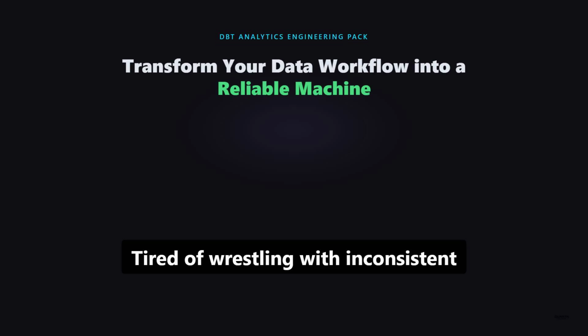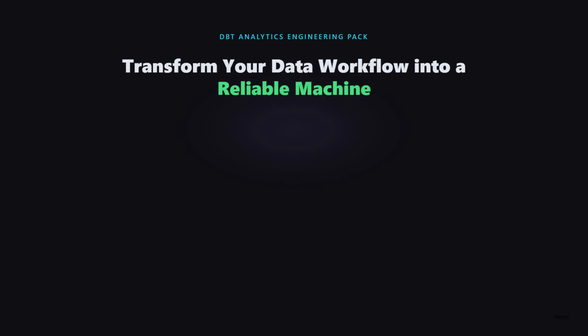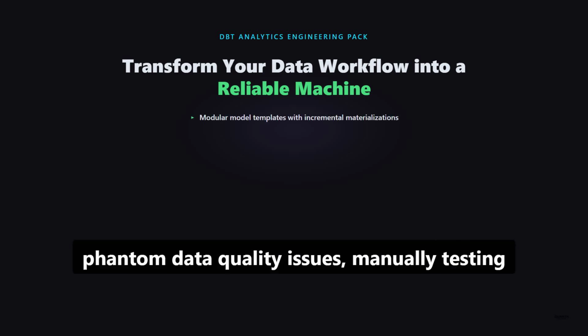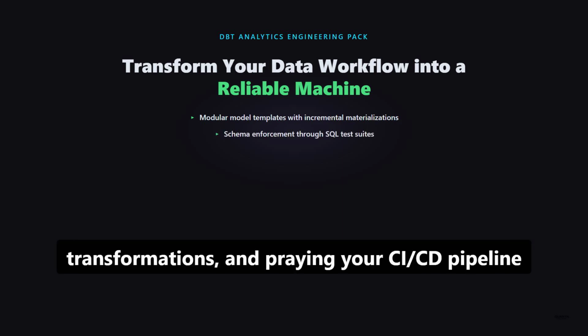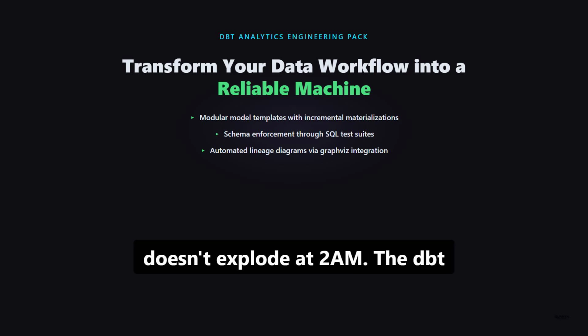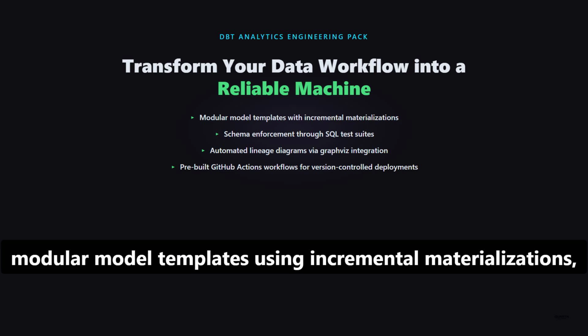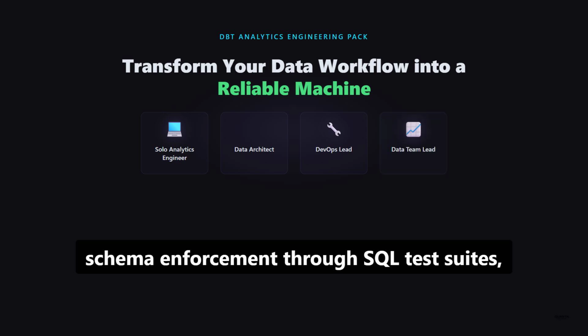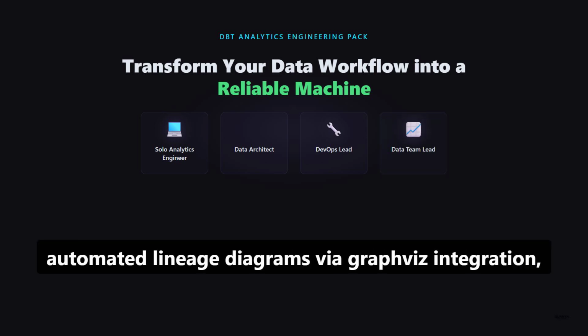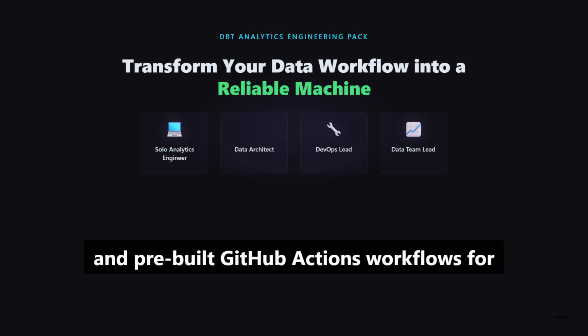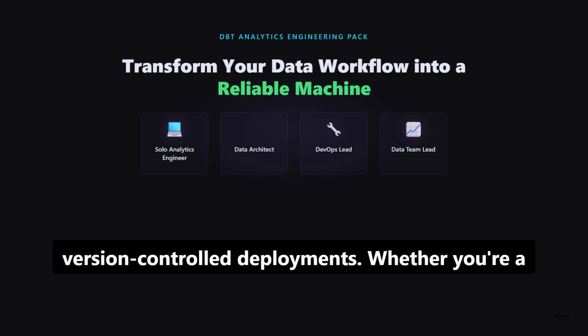Tired of wrestling with inconsistent SQL models that break under pressure? We've all been there, chasing phantom data quality issues, manually testing transformations, and praying your CI/CD pipeline doesn't explode at 2 a.m. The DBT Analytics Engineering Pack fixes this with modular model templates using incremental materializations, schema enforcement through SQL test suites, automated lineage diagrams via GraphViz integration, and pre-built GitHub Actions workflows for version-controlled deployments.